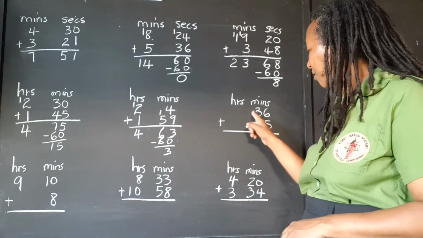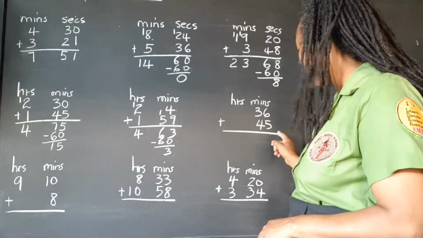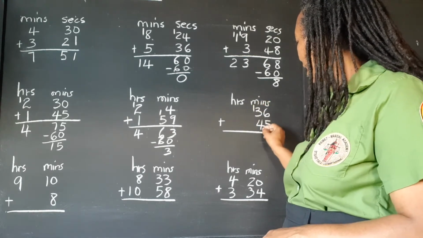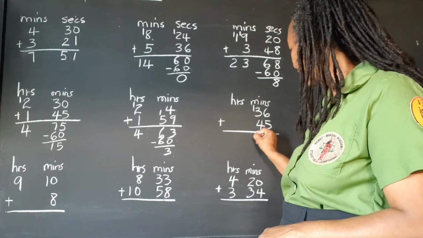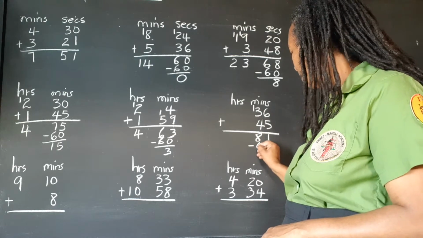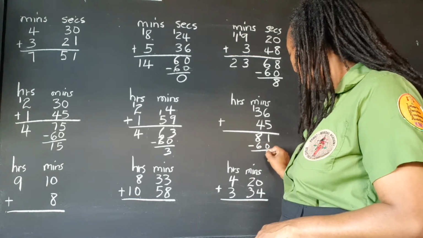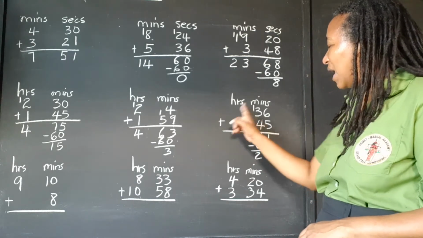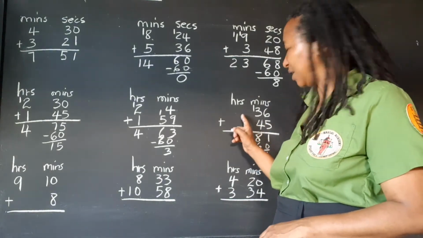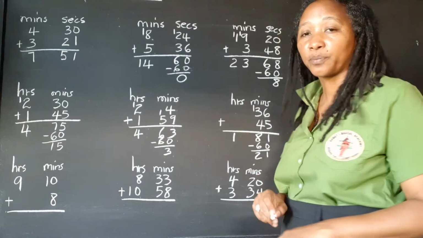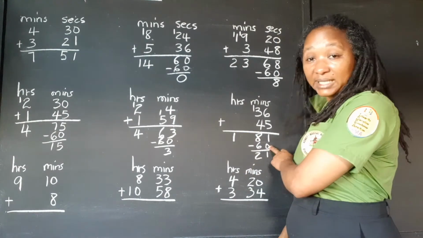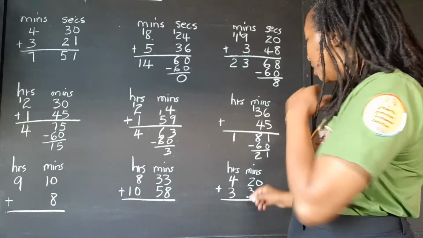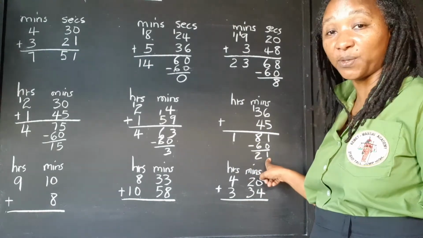So now we're adding 36 and 45. 6 and 5, 11, and that gives 8. And we take away this batch of 60. We have no hours here to add it to, so we can just put it right there. This batch of 60 minutes, we can just write it as 1 hour here. So it's 1 hour and 21 minutes.